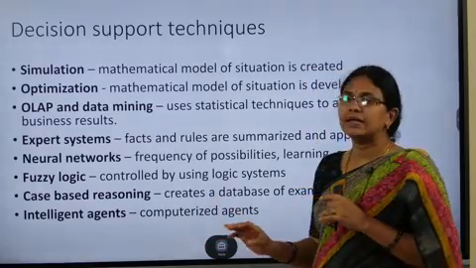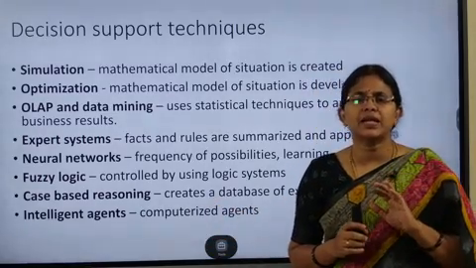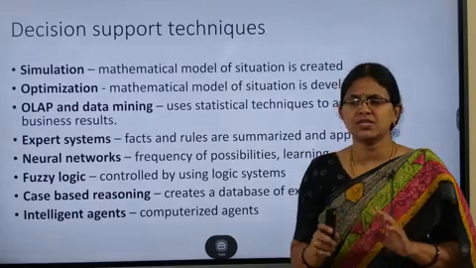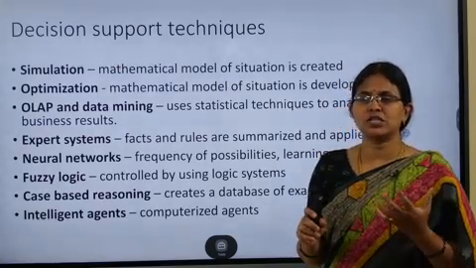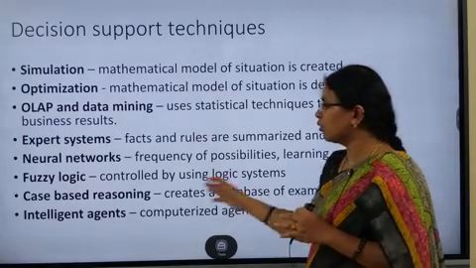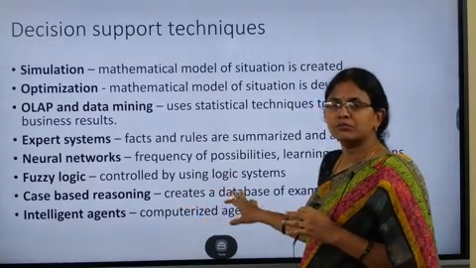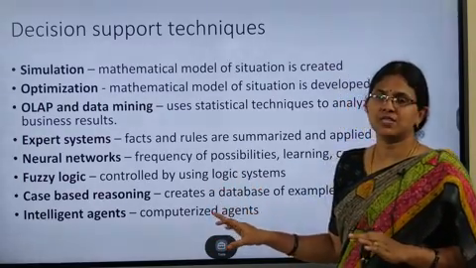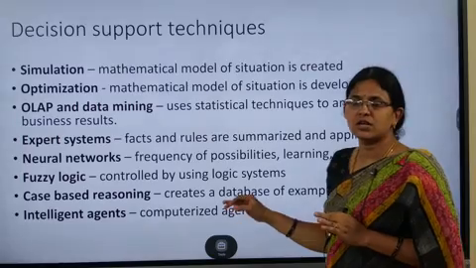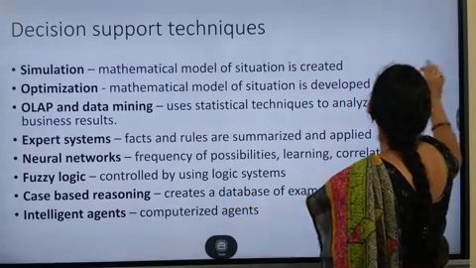And last one, intelligent agents. It is completely computerized agents. It means in this you are going to use robotics, artificial intelligence and machine learning in order to utilize them for getting certain possible outcomes for the business. So these are the various decision support techniques that you can see.